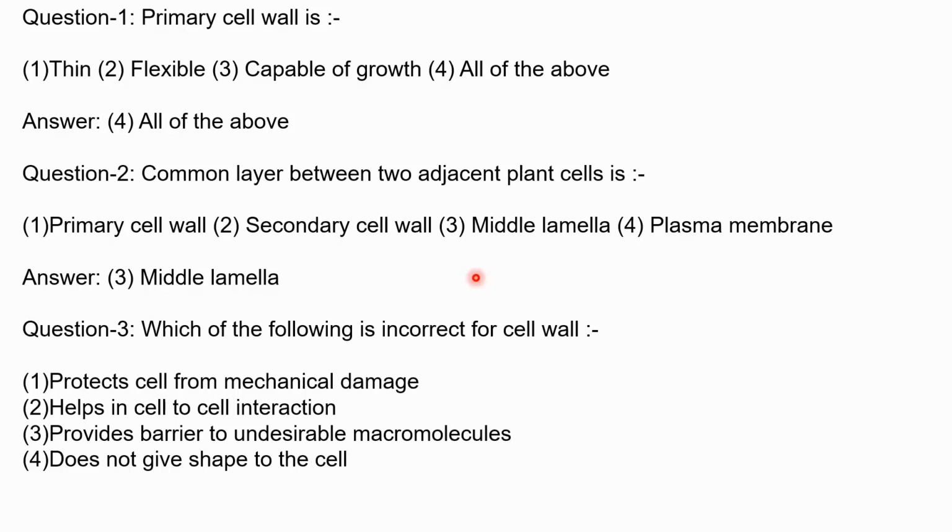But the incorrect point is that it does not give shape to the cell, as one of the main functions of the cell wall is that, due to its rigid nature, it provides a definite shape to the cell. So, which one of the following options is incorrect for the cell wall? The statement stating that it does not give shape to the cell is incorrect.